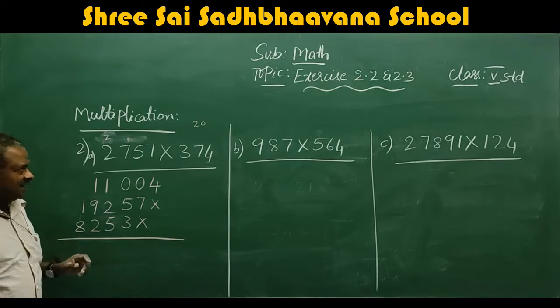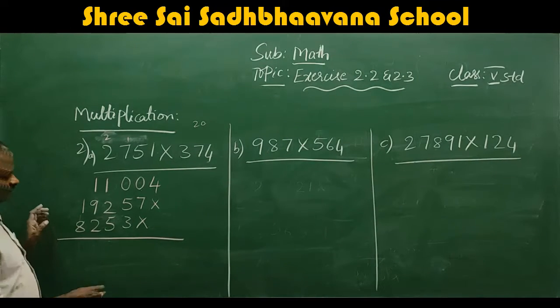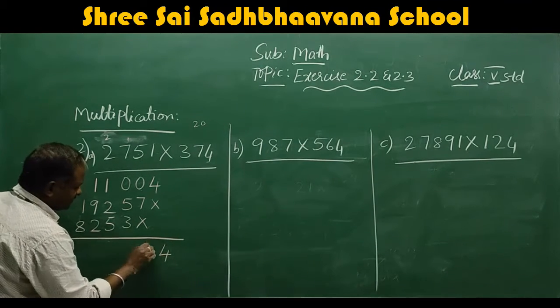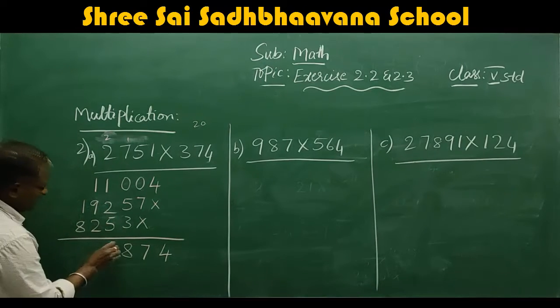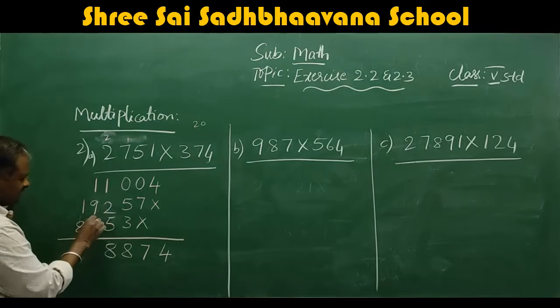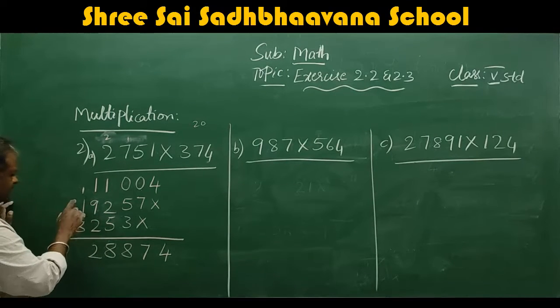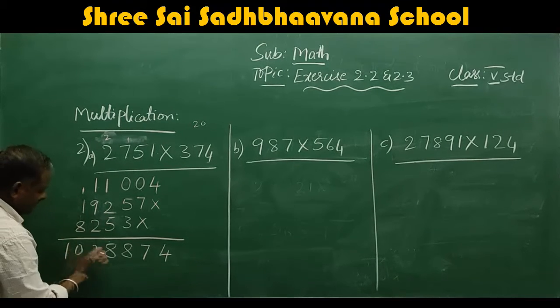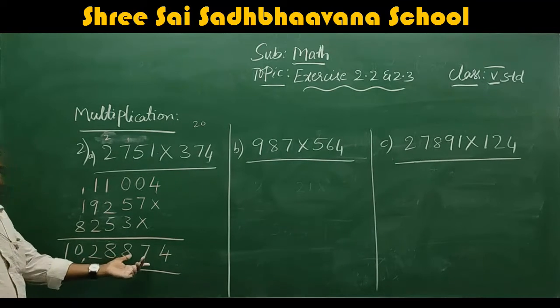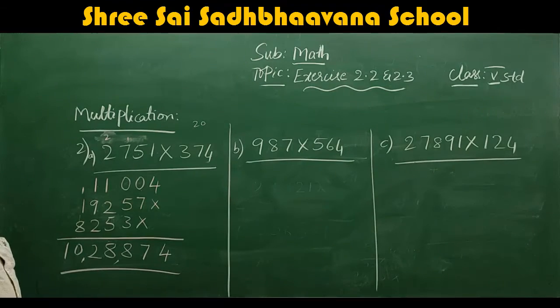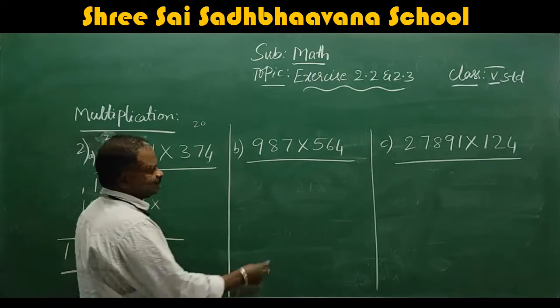Now what you have to do? Add. Okay. 4, 7, 8, 5 plus 2, 7 plus 1, 8, 9 plus 1, 10, 11, 12, carry 1, 8 plus 9 plus 10. So this is the answer, that is 10,28,874. Okay.